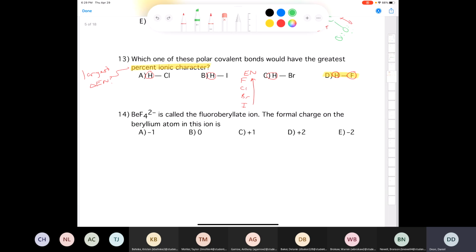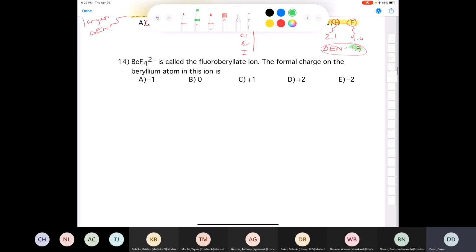Hydrogen is about 2.1 and fluorine is about 4.0. So the delta EN is going to be equal to 1.9 approximately. That's a strongly polar covalent bond. You think about ionic bonds, it's right on the cusp. 2.0 is considered ionic. All right.